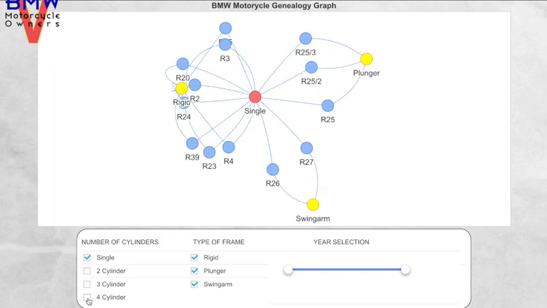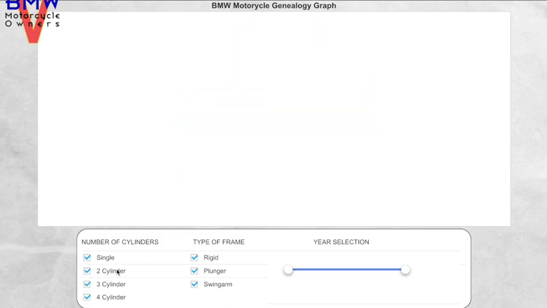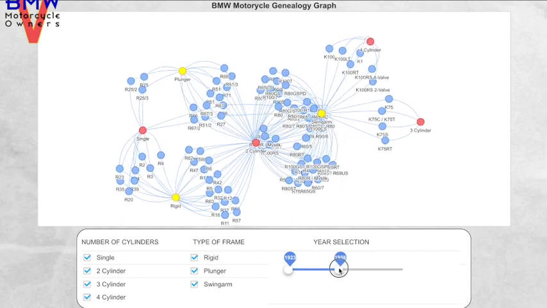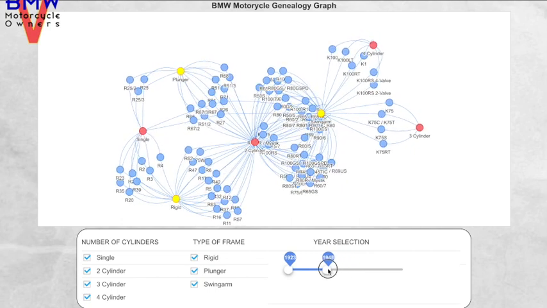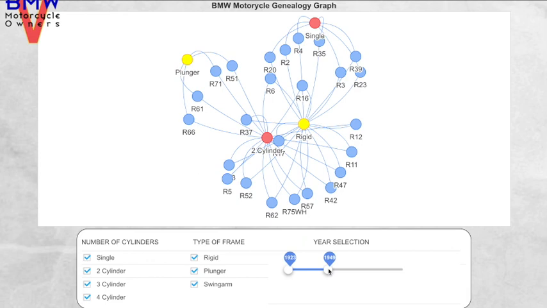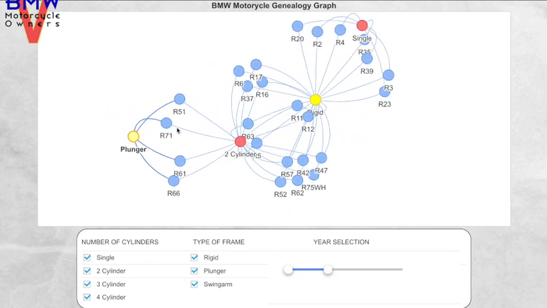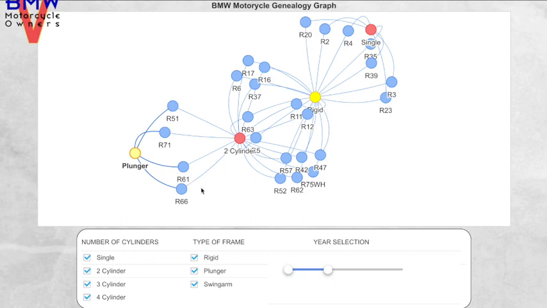Say that I want to change my criteria. I want to reselect everything here, and I'm interested in all pre-war models. So I can grab the year selector here, look at '49, let's just say, and now I can look at all the pre-war models: 2 cylinders, single cylinders, rigid frames, plungers, and I can go through and look at them. I can reflow this if I wish to see, okay, all the plunger models of 2 cylinders are these over here.